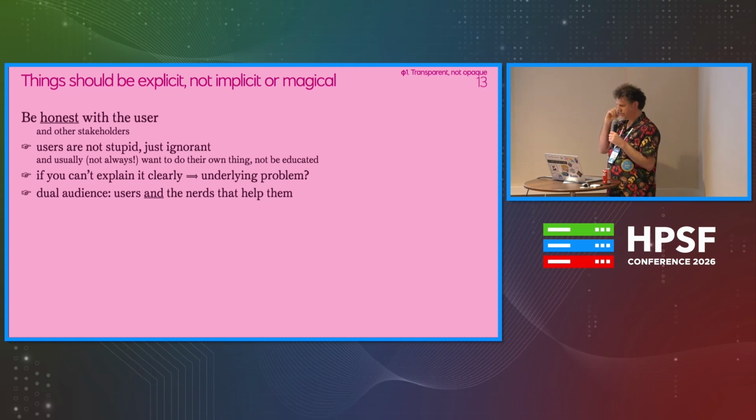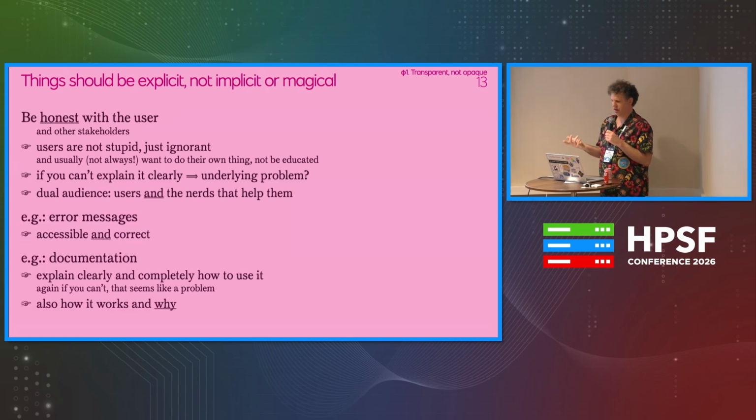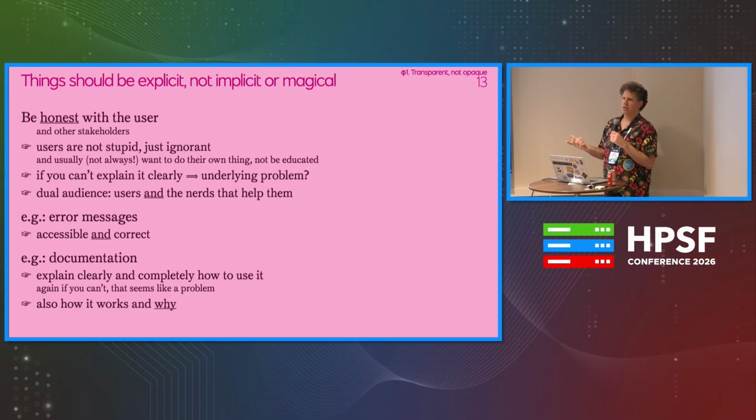For example, this comes up in error messages. I think a lot about the error messages. I want them to be accessible to users and also correct, so that somebody with more technical knowledge can come along and look at that error message, understand what's happening, and help fix it, hopefully. Same deal with the documentation. We want to explain clearly and also completely how to use it.